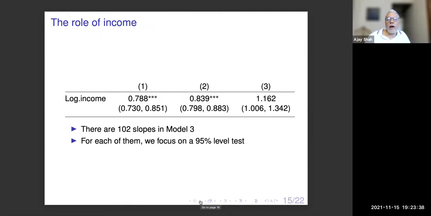Okay, next we're going to go after the role of income. Normally what you would expect is that richer people would have better health, and on average, overall, that is indeed the case. But go to the next slide, and we're going to turn this into a map.